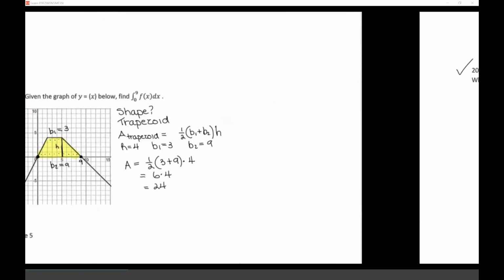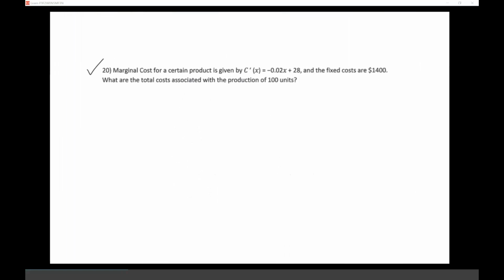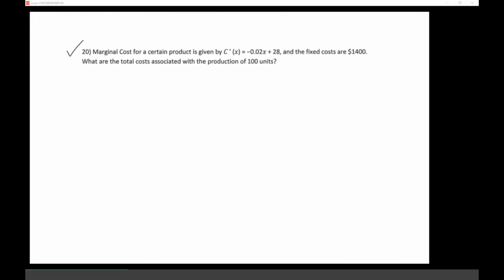Let's look at number 20, which was the last one you wanted to see. Marginal cost for a certain product is given by C prime of x. So you know this is a rate. A marginal or a derivative.